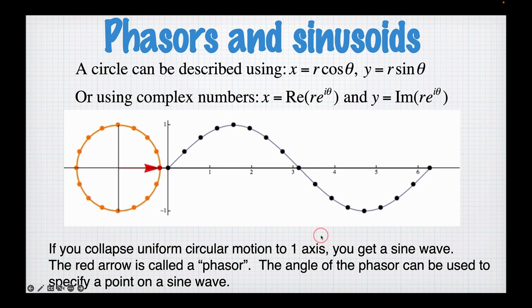So to summarize, if you collapse uniform circular motion to one axis, you get a sine wave or a cosine wave, depending which way you project it. And the red arrow we call a phasor, and the angle of the phasor can be used to specify a point in the sine wave, because it's the angle of this phasor that we are speaking of when we think about the phase of a sine or cosine function.